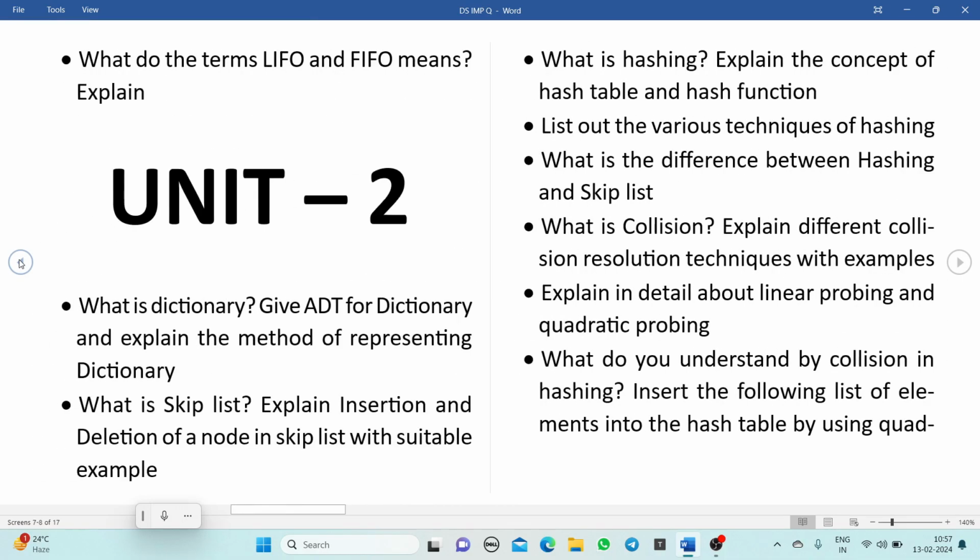So these are the important questions from unit 2. So as I told you, from unit 2, one question on the skip list and one question on the hash function. So don't leave any topic from the skip list and hashing. And these two topics are said to be among the easy and important ones from unit 2.